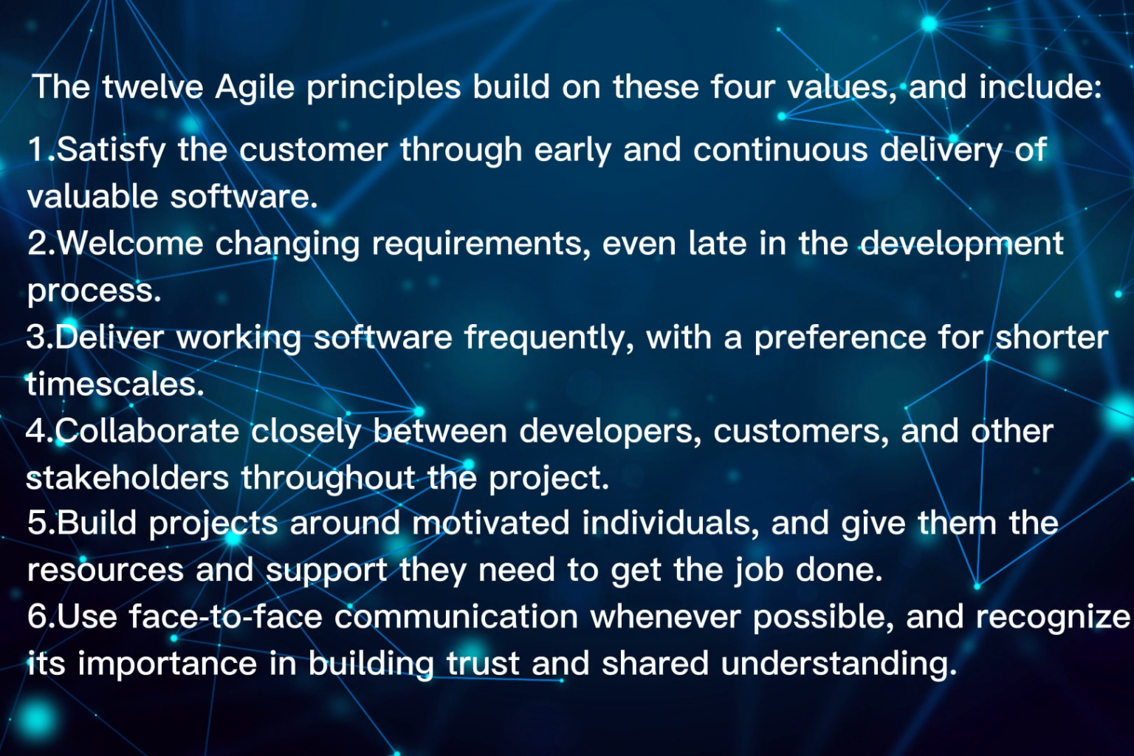The 12 Agile principles build on these 4 values and include: 1. Satisfy the customer through early and continuous delivery of valuable software. 2. Welcome changing requirements, even late in the development process. 3. Deliver working software frequently, with a preference for shorter timescales. 4. Collaborate closely between developers, customers, and other stakeholders throughout the project.